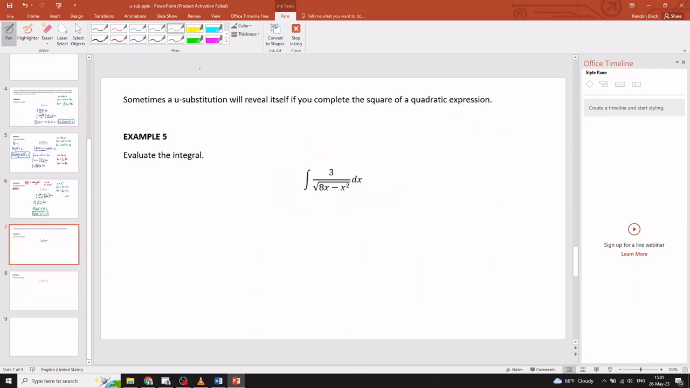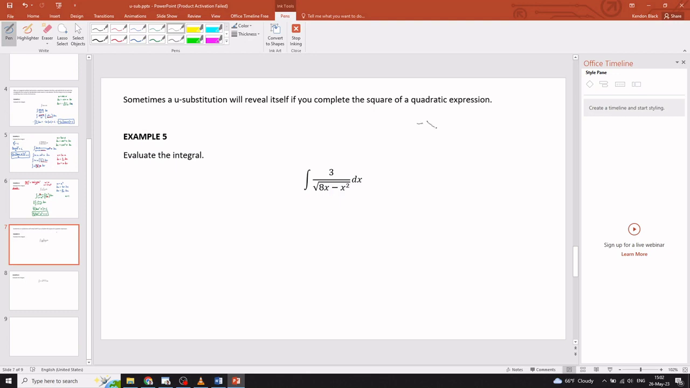Okay, moving on to the next example. This one says, sometimes a U-substitution will reveal itself if you complete the square of a quadratic expression. So we have a quadratic expression inside a square root symbol in the denominator, negative 8x minus x squared. Let's go ahead and complete the square, based on the hint it's giving us, and just see what happens.